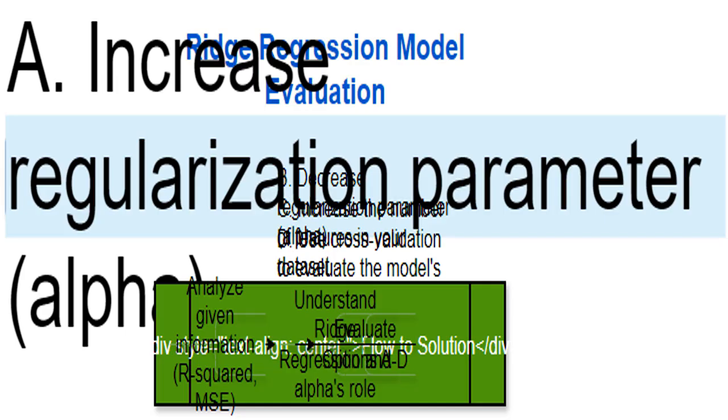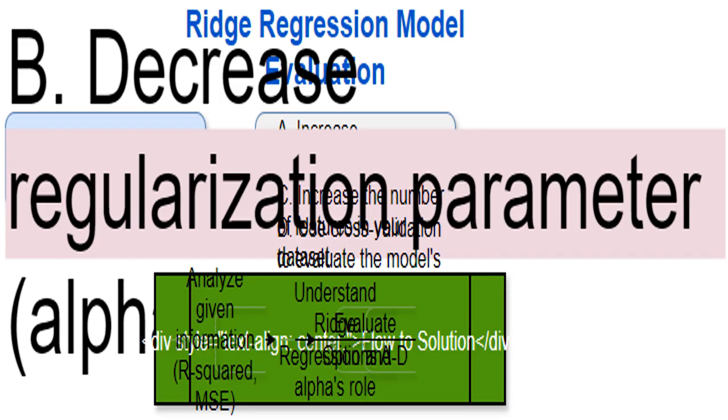I could increase alpha, the regularization parameter. A higher alpha penalizes large coefficients, making the model simpler and less prone to overfitting. This is often a good strategy to improve generalization. Conversely, decreasing alpha would allow the model to become more complex. This could lead to worse overfitting.